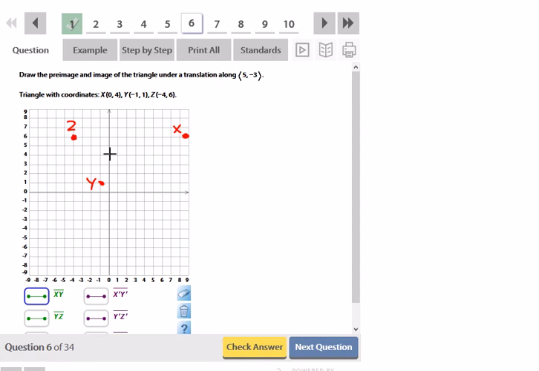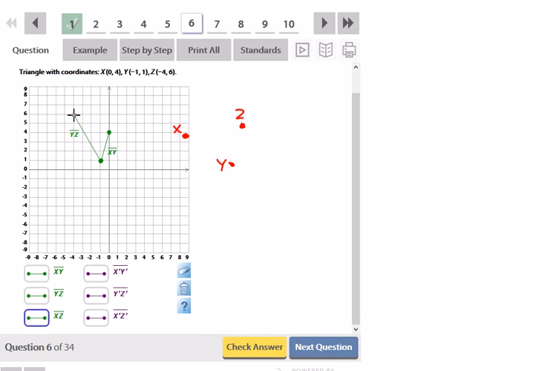Okay, so we'll go from X to Y. Then from Y to Z. And then finally from X to Z. Now we want each of those points to translate 5 units to the right and 3 units down. So we'll do the same thing. 5 to the right and 3 down.